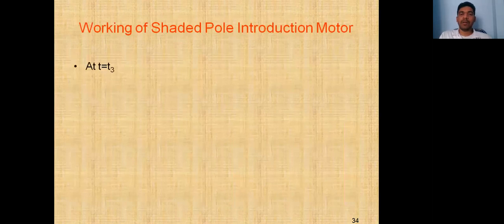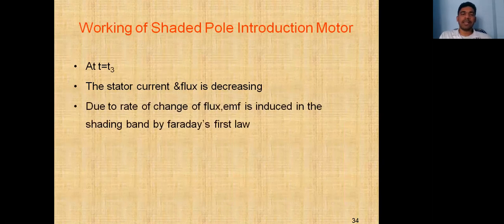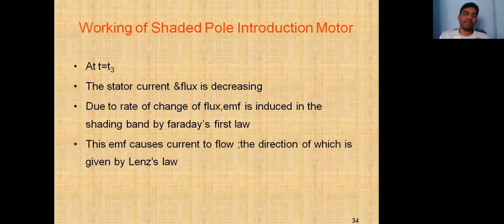Working of shaded pole induction motor at t equal to t3. At t equal to t3, the stator current and flux are decreasing. Due to the rate of change of flux, EMF is induced in the shading band by Faraday's first law. This EMF causes current to flow, the direction of which is given by Lenz's law.